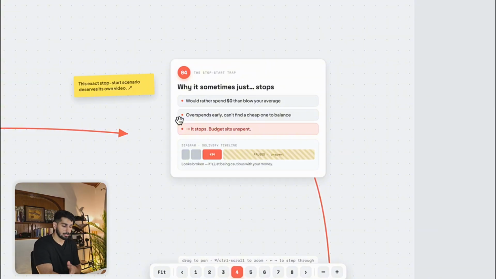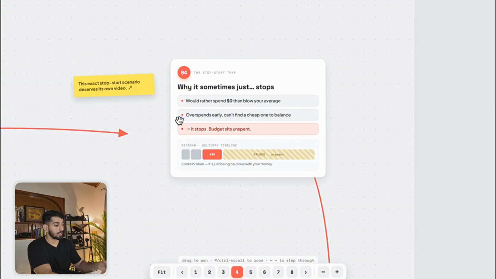What it basically means is Facebook might spend a lot of money in the initial stages to find customers to average out based on the cost cap that you've set. And eventually, if it's not able to find that, it is going to stop spending. The budget will sit unspent and the ads will stop delivering. It might look broken to a lot of people, but it's actually Facebook being cautious with your money without having to just spend it for the sake of it.